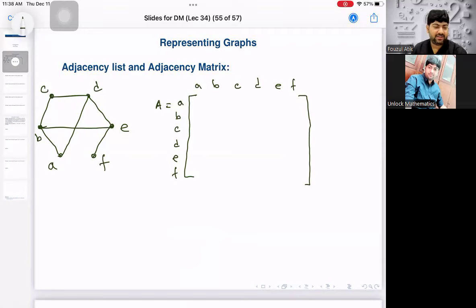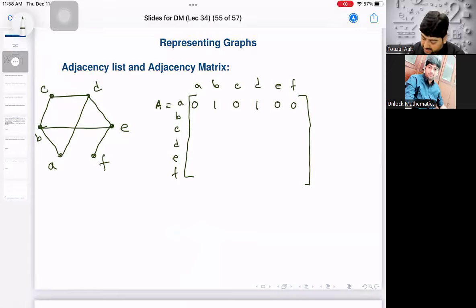From A to A, there is no edge, so it is 0. A to B, there is an edge, so it is 1. A to C, there is no edge, so 0. A to D, there is an edge, so 1. A to E, no edge, 0. A to F, no edge, 0. So this is how you can fill the matrix.